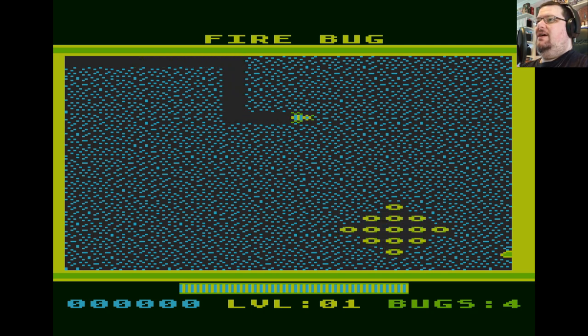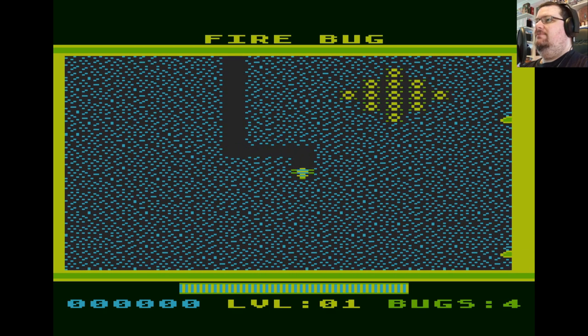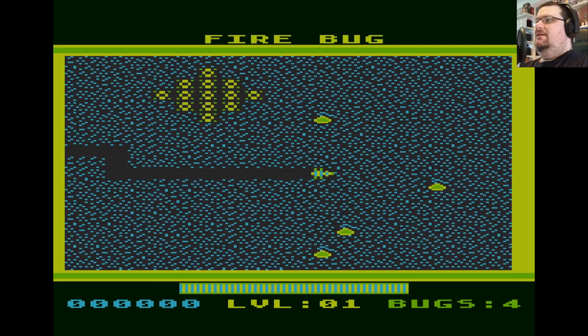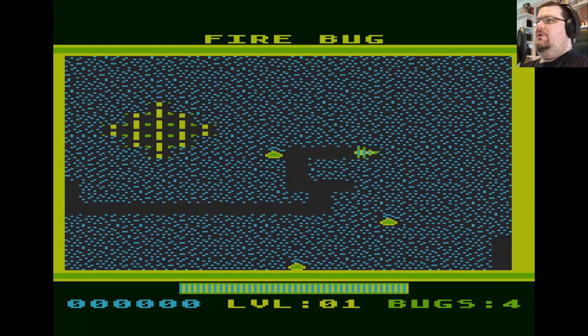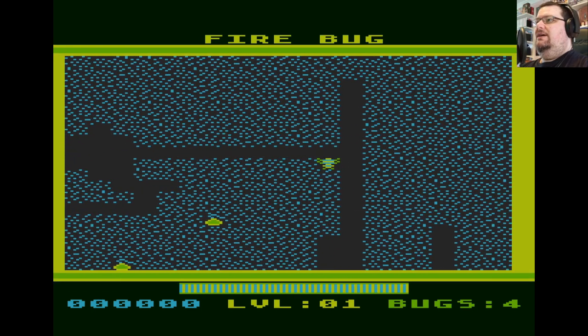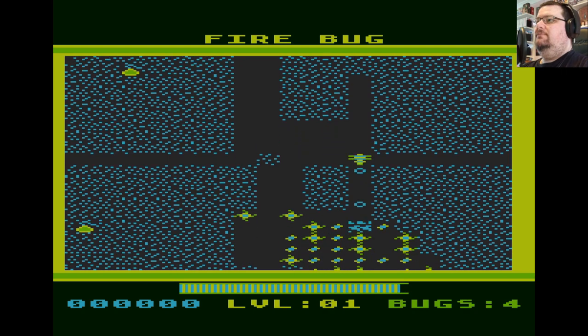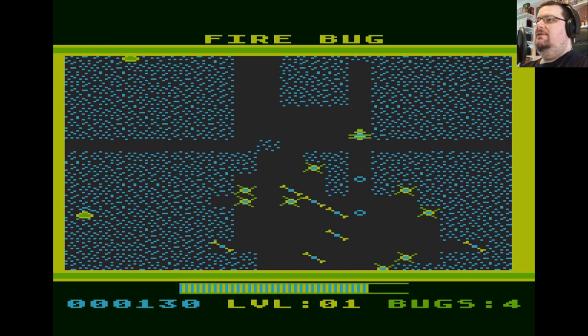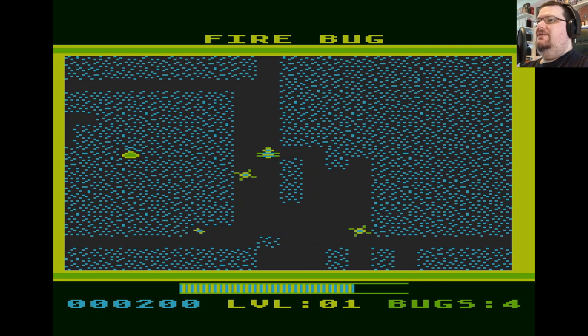So I am the firebug up here. You wander around. These little pulsating circle things, these are the firebug eggs. These are some bombs which you can set off by walking past them, and they will then explode in the region around it. And your job is to go and blast all of these predators.